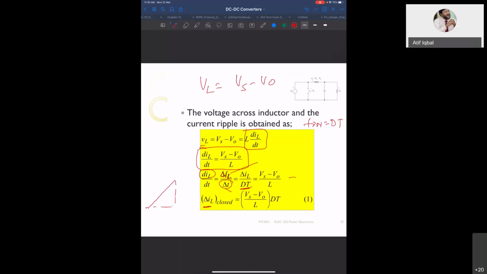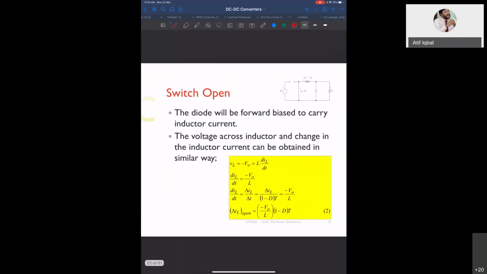This much is the current rise, which is equal to delta IL under closed condition, and it is given as Vs minus V naught over L into dt. This is the inductor ripple current under closed condition. Now we find it under open condition. When the switch is open, the voltage across the inductor is the same as the output voltage, but with a negative sign because the current is falling. So we can write dIL by dt equals minus V naught by L. And from here you can write the current ripple equation for the open condition as this.